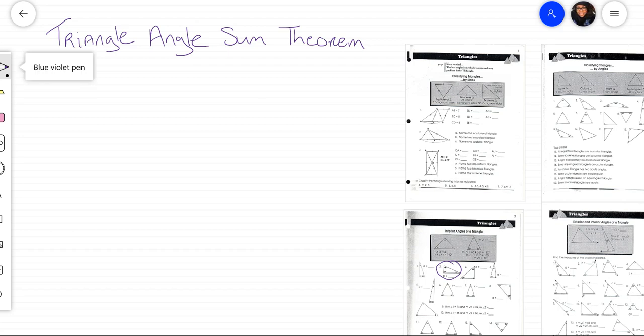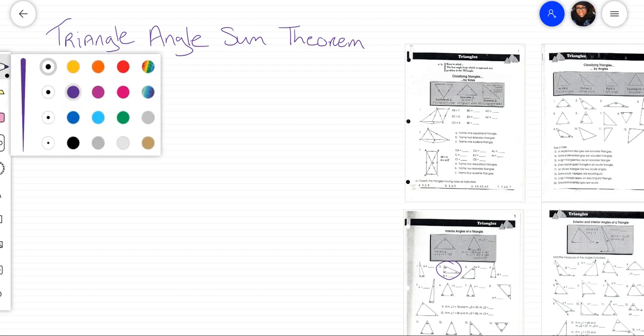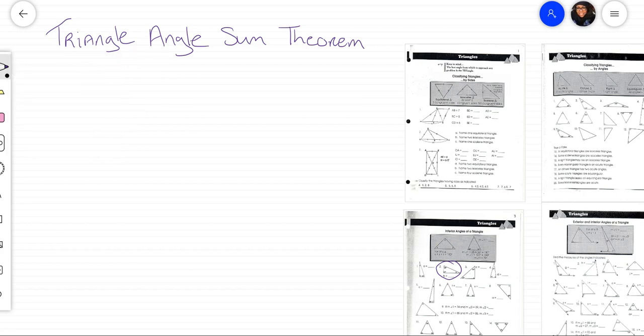Okay, guys. As introduced in class today, we went through the triangle angle sum theorem. I'm just going to reiterate that here. And there's also two other theorems that I want to talk to you about that'll be in your homework packet, which will be due on Wednesday.